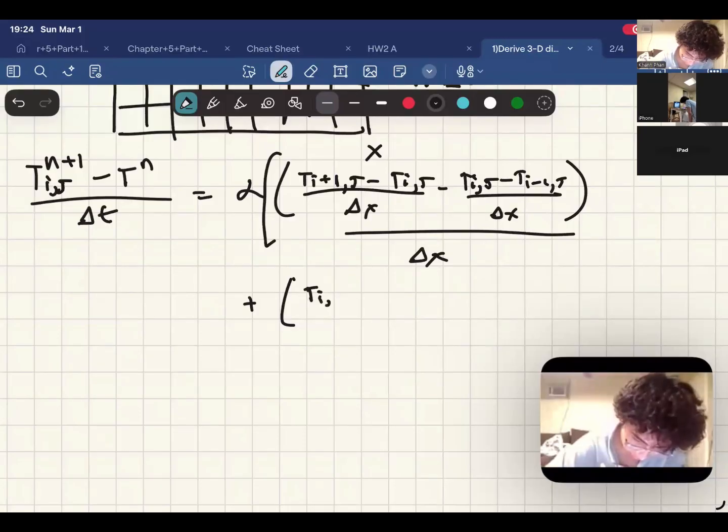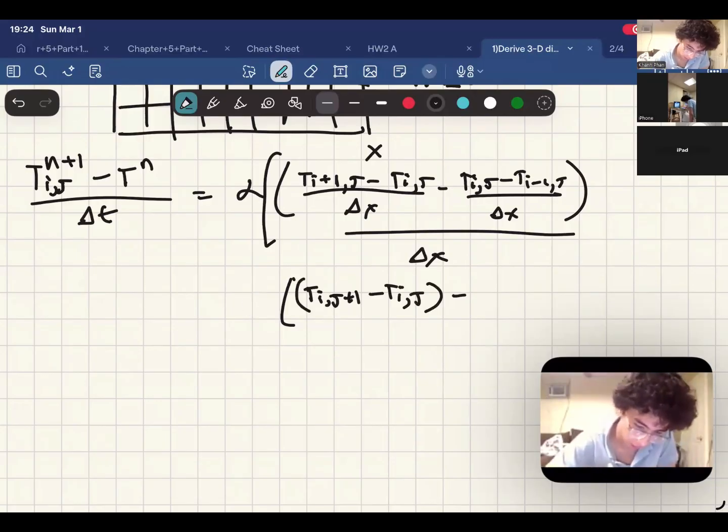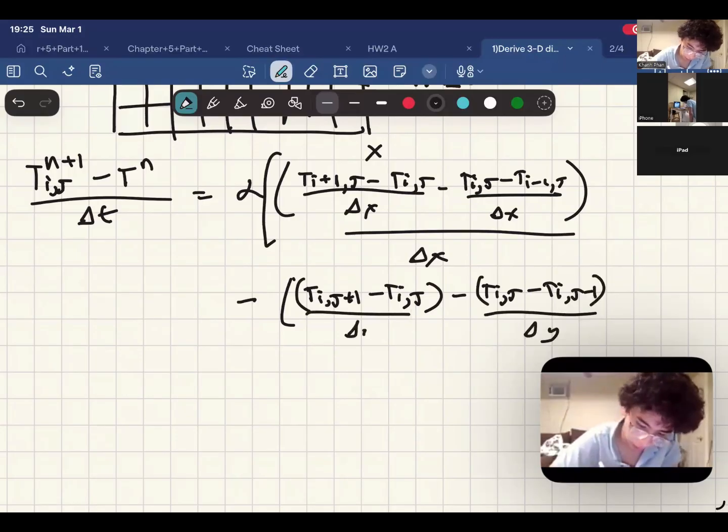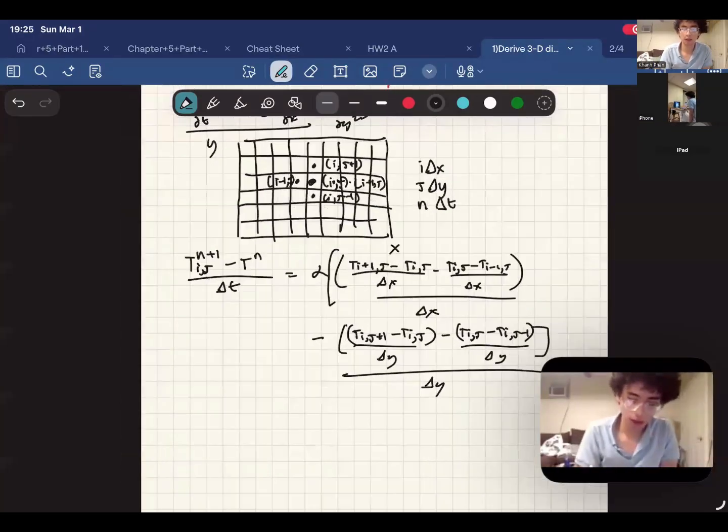T(i, j+1) minus T(i, j). So this is for the y direction. Oh, and then we minus this too, minus T(i, j) minus T(i, j-1) over delta y, over delta y.